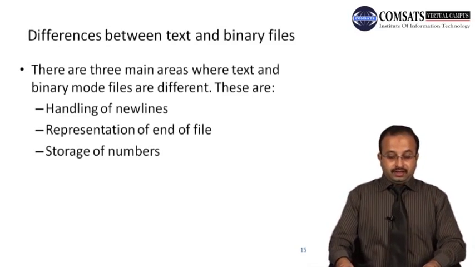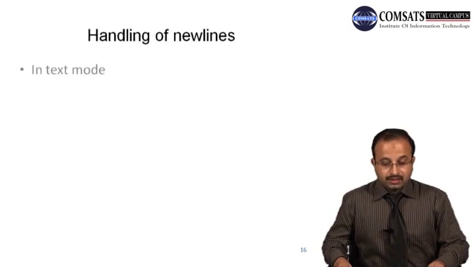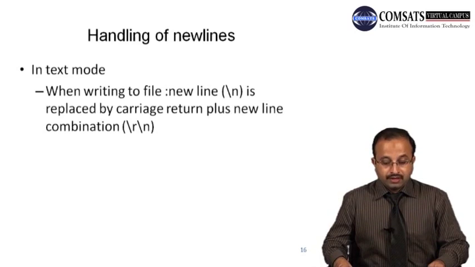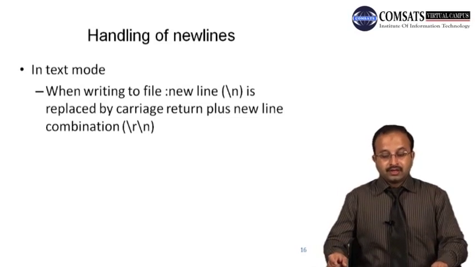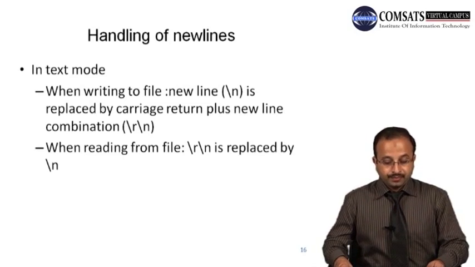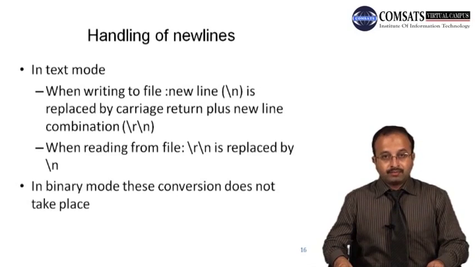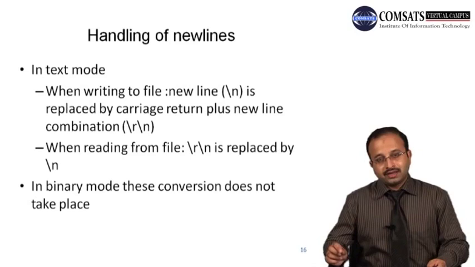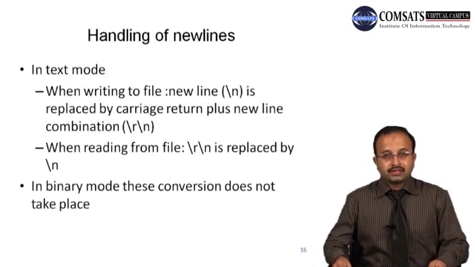Handling of the new line character we have already seen: in text mode, when writing to a file, new line \n is replaced by the carriage return plus new line combination, that is \r and \n, that will be written instead of \n. And when you read from the file, \r\n is replaced by \n only. In binary mode these conversions do not take place. So in binary mode if you have written \n, then \n only will be written, it will not be replaced in any way.